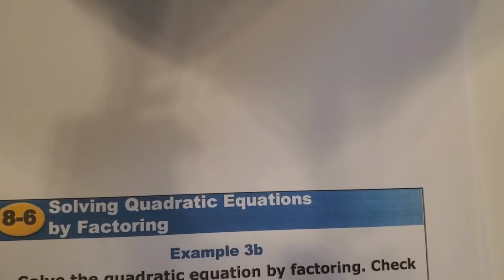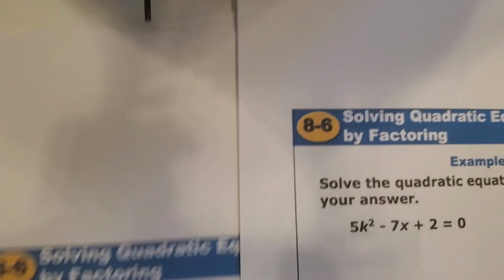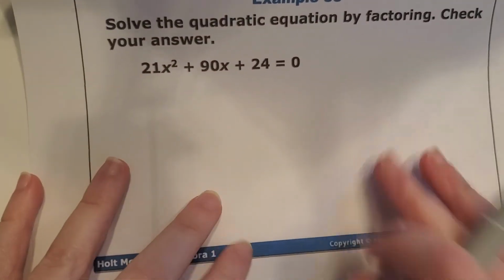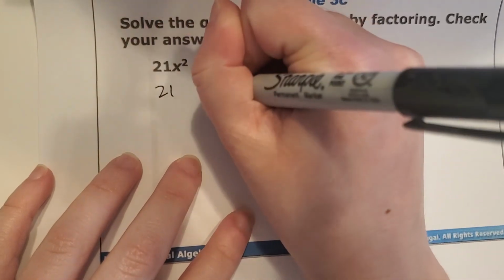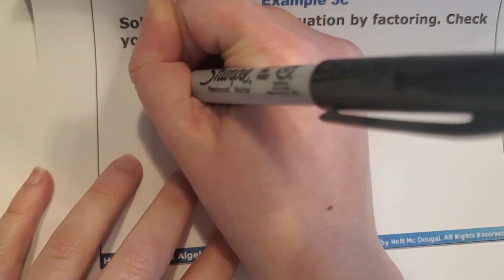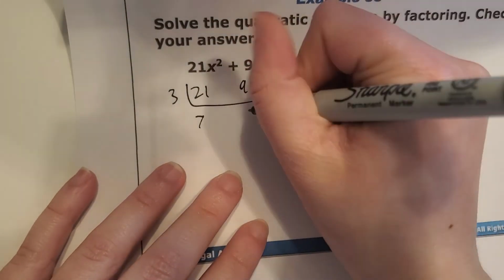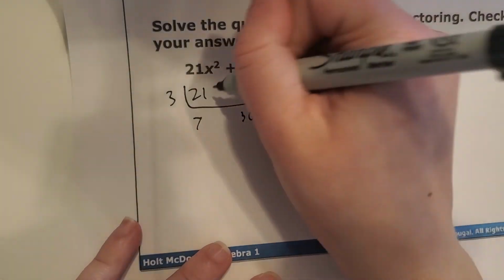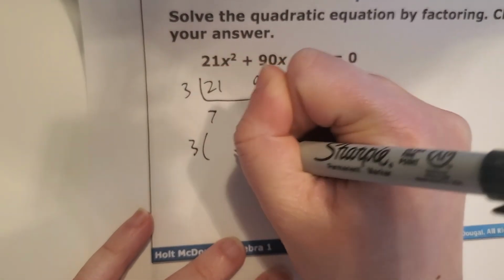So this one looks pretty similar. All right, one more and then I think we'll call it a day. As I keep saying, you always have to worry about taking out a GCF first. So 21, 90, and 24 are all divisible by 3. It gets you 7, 30, and 8. Okay? There's no variable component, so your GCF is just 3.